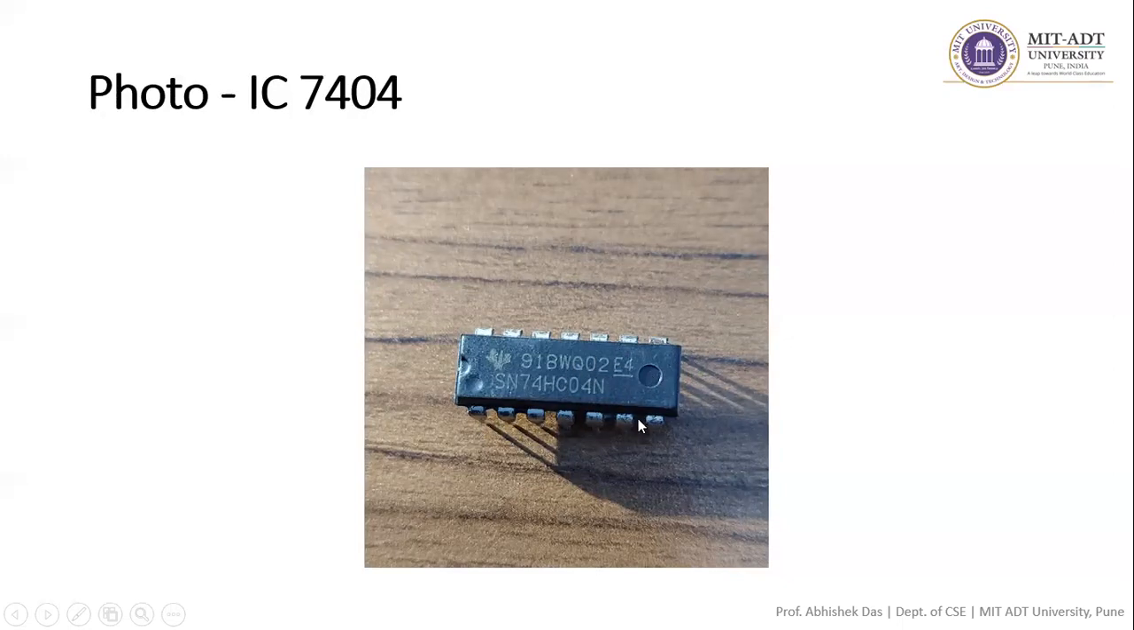There are 7 pins on one side and again 7 pins on the other side, so in total it is a 14-pin IC. This is the notch of the IC, and the IC number is 7404. So this is all about the NOT gate.